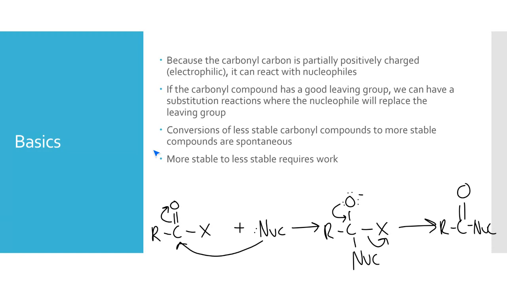So conversions of less stable carbonyl compounds to more stable carbonyl compounds are spontaneous, meaning you don't have to do any work to get them to occur. They'll occur just without you doing anything, because you're going from less stable to more stable, which is favorable. More stable to less stable conversions will require work, so heating or doing something to make the reaction irreversible.